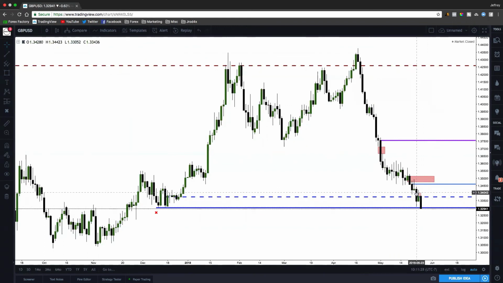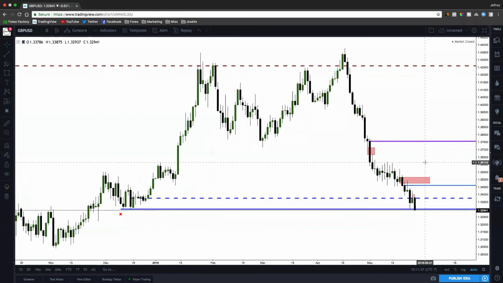But that's why it's good to always give the market some time, let it tell you what it's going to do. Basically, let it show its hand to you before you take action. Wait for the confirmation. Don't just try to act off of impulse.